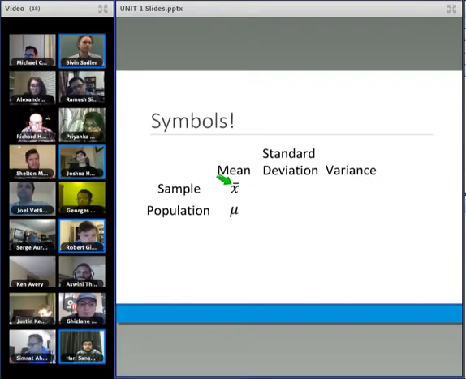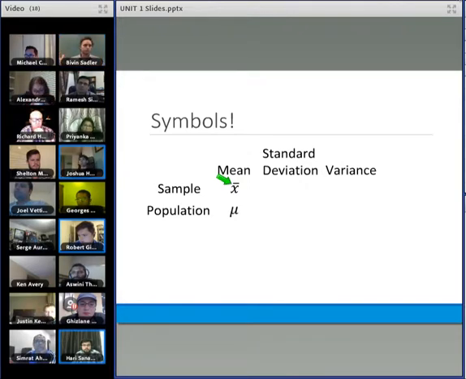Just because X bar 1 is bigger than X bar 2 does not mean that mu 1 is bigger than mu 2. That is the key of what we're going to do. We're going to develop tests to provide evidence, or to provide inference and confidence, as to which one is bigger, but we're never going to know. We're never going to know unless we take a census. So we're never going to know if mu 1 is bigger than mu 2.